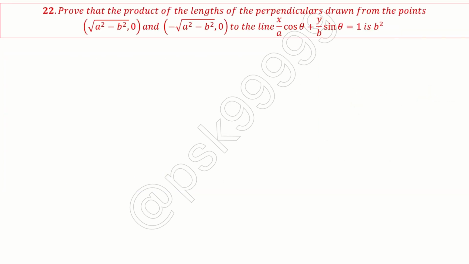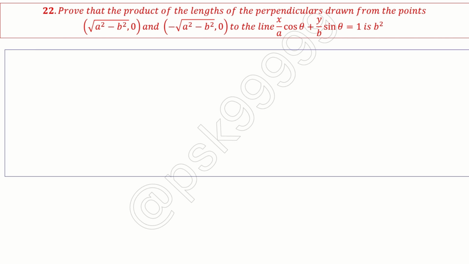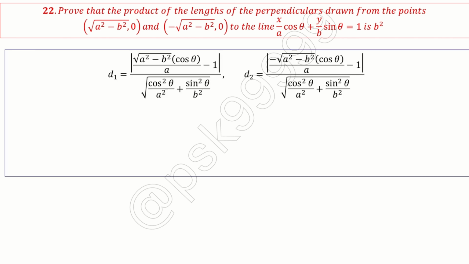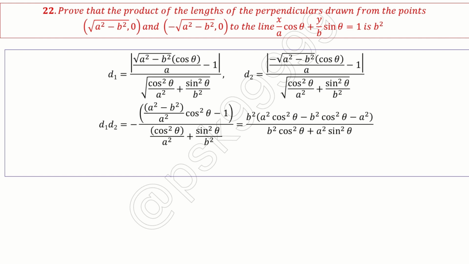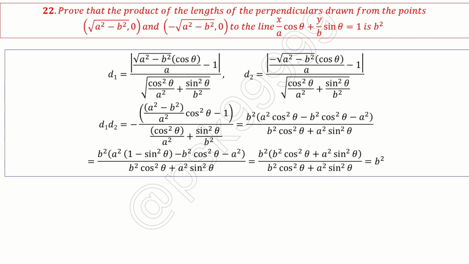Next. Prove that the product of lengths of perpendiculars drawn from these points to the line is b square. This is a simple problem. You have to just substitute the formula and take the product. If it is d1 and d2, substitute carefully. Then d1 into d2 is this value, and when you simplify it, you will get b square. That's all. You can do it yourself.